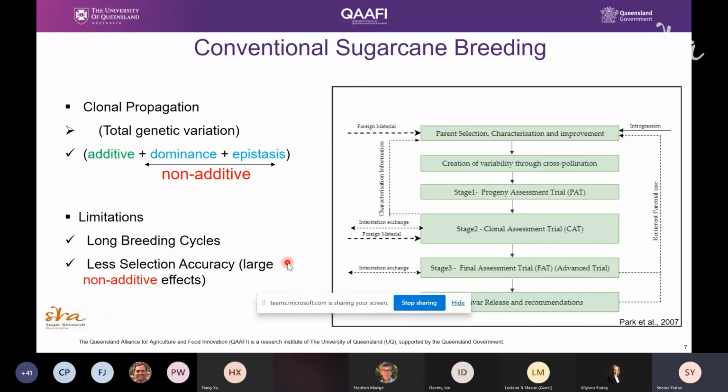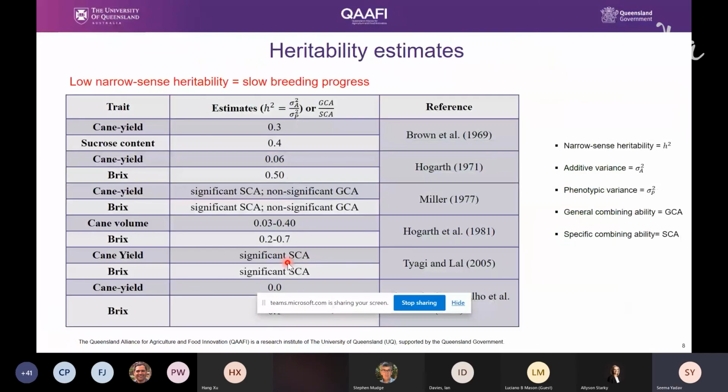This is because most of the complex, or economic, traits we are interested in are largely affected by non-additive genetic effects. So here I'm going to give you some heritability estimates for what we are most interested in in sugarcane, like cane yield and sugar content. In the past, this h squared is showing the narrow sense heritability, and most of the traits show low narrow sense heritability. That also gives an indication that the traits are mostly affected by non-additive genetic effects.